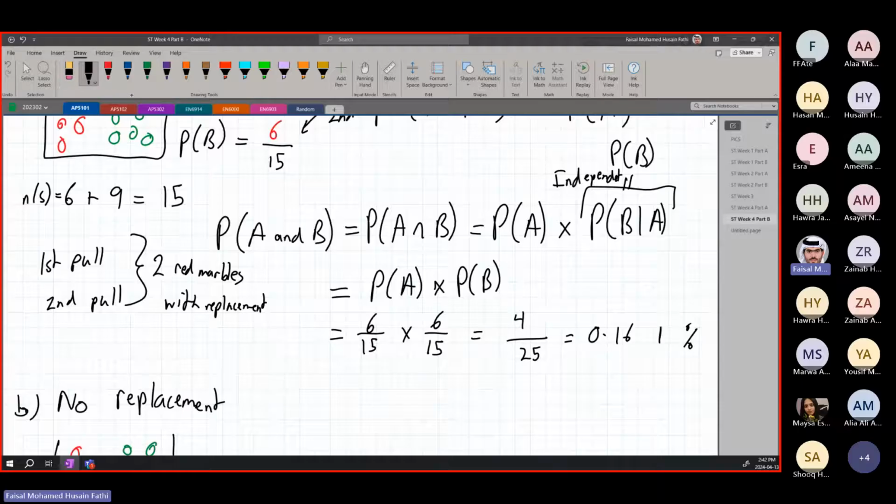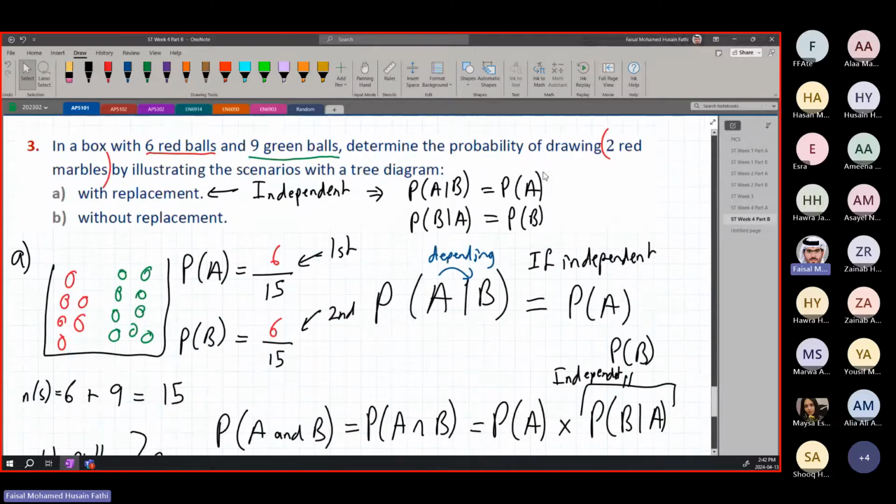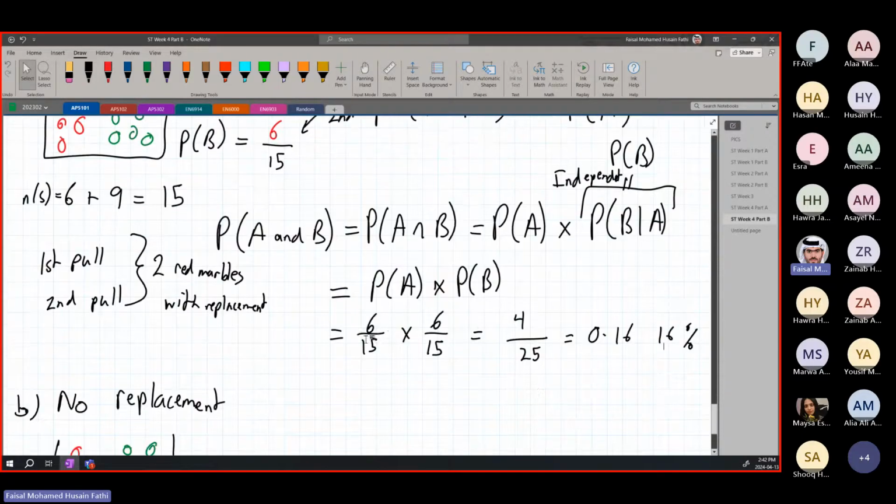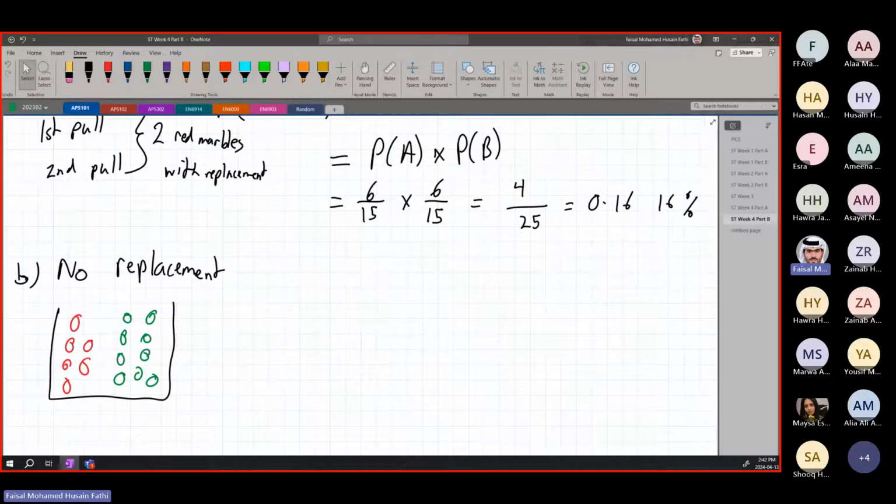What I solved for earlier was if we wanted to choose 1 red and 1 green. Here the question says we want 2 red marbles. So P of A, our first event is getting a red marble, which is this probability. Our second event, again, is trying to get a red marble, but since there is replacement, there is no change in the shape or the size of the sample. So it's going to be 6/15 again. So we'll just multiply 6/15 by 6/15. Okay? This is what we tried to find.